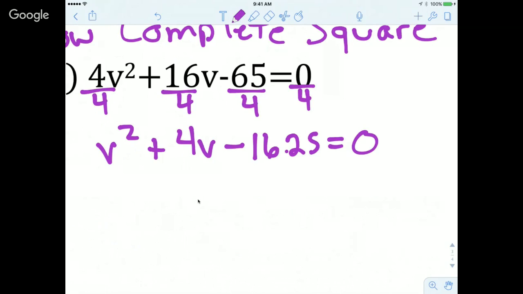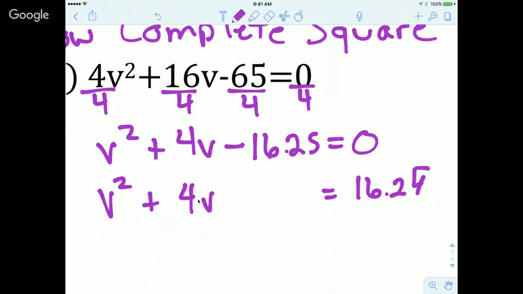Step 2, you move the number. So V squared plus 4V equals 16.25. And then you divide by 2 and square the b. So that would be V, 4 divided by 2 squared. I'm going to take the 4, divide it by 2, and square it.